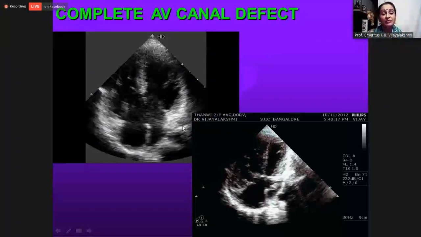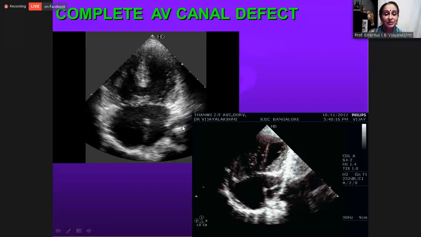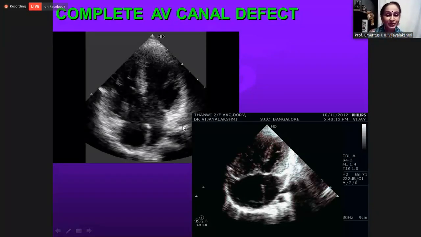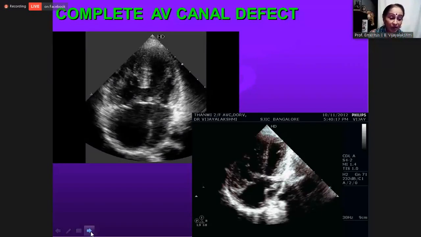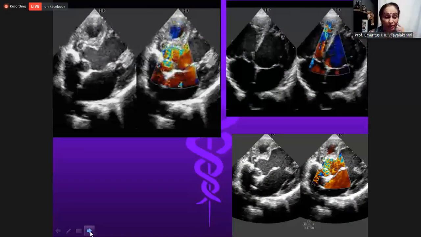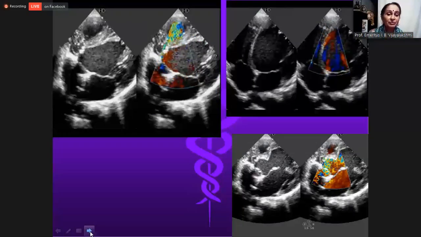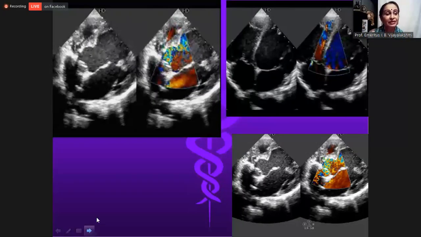And the complete AV canal defect itself is a chapter, and last month I had spoken to the Bangladesh cardiologists, and this is a very important thing that echo can make out. And post-operative evaluation is also better with the echo.